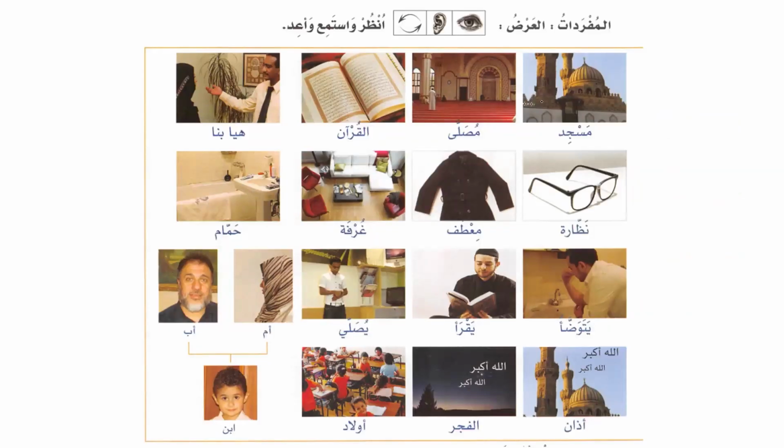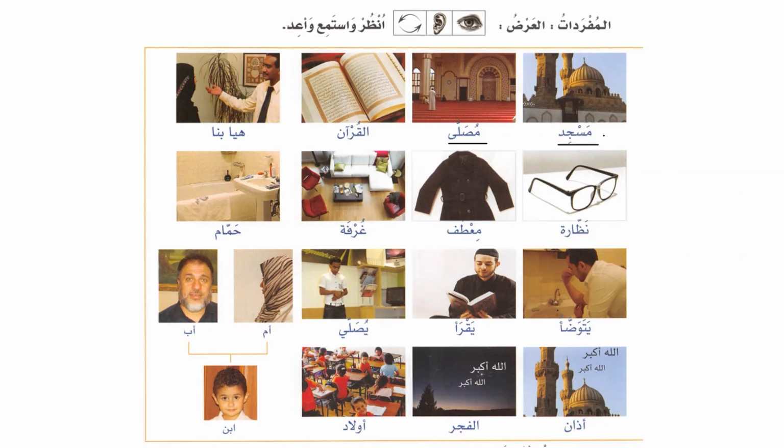Al-mufradat, the vocab. Al-ard, the presentation, and the same thing we have over here. Now you will look and listen. Masjidun, masjid. Musalla is the praying area. So what is the difference between masjid and musalla?